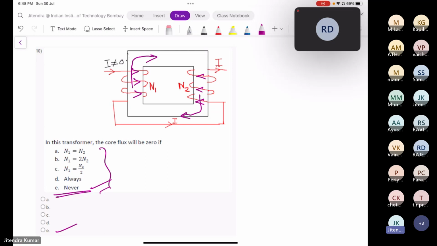And they were, I guess, Ayush and Atul. Okay, does anyone still have doubt in this problem?